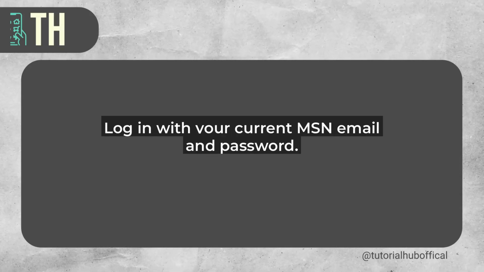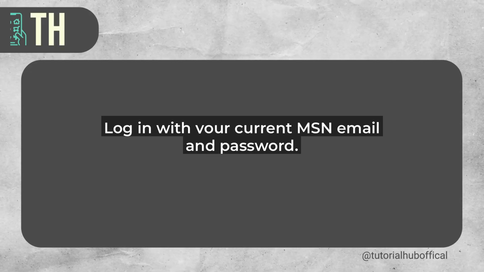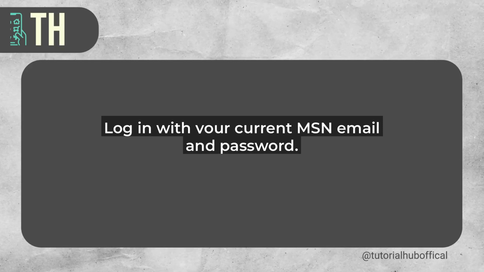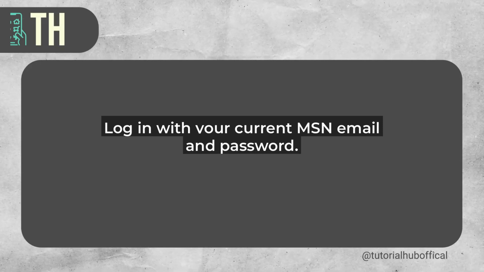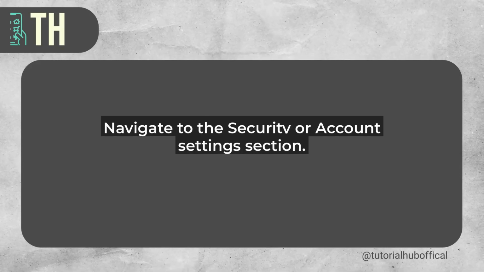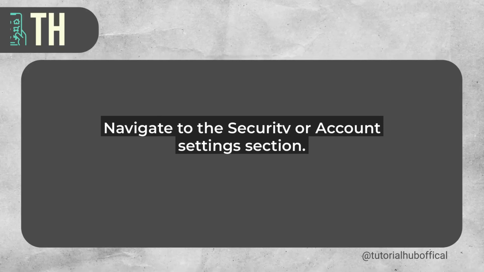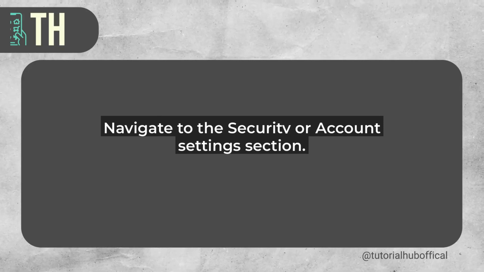Step 1. Log in using your current MSN email address and password. If you've forgotten it, you might need to use the Forgot Password option first, but we'll assume you can access your account for now. Once logged in, look for the Security or Account Settings section, usually found in the top right corner under your profile icon. Click on it to proceed.